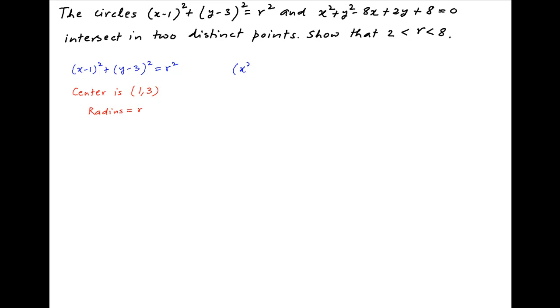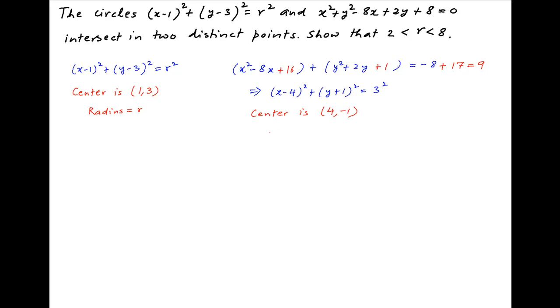The equation of the second circle can be written as x² − 8x + y² + 2y = −8. On the left hand side, add 16 to the first bracket and 1 to the second bracket, and add 17 to the right hand side. Therefore, the equation of the circle becomes (x − 4)² + (y + 1)² = 9, which can be written as 3². Therefore, the coordinates of the center of the second circle are (4, −1) and the radius is equal to 3.